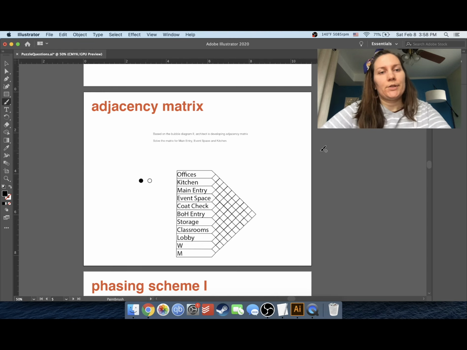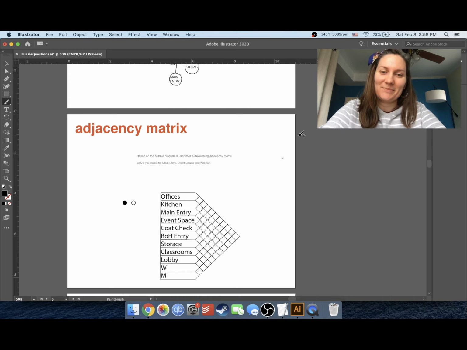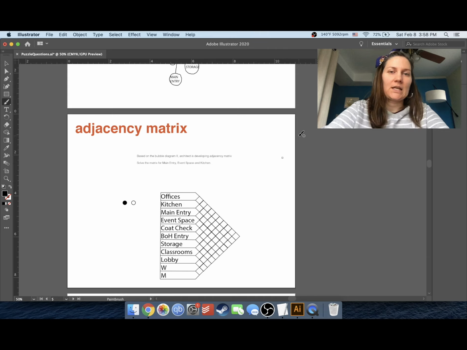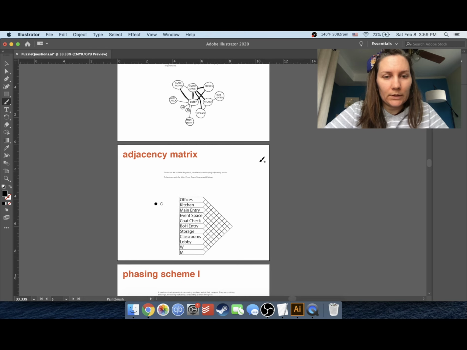In this case, this adjacency matrix is going to be looking at the previous bubble diagram that we just looked at. It's saying, based on the bubble diagram 2, architect is developing adjacency matrix. Solve the matrix for main entry, event space, and kitchen. So it's not quite asking us to fill the entire thing. So let's do it.